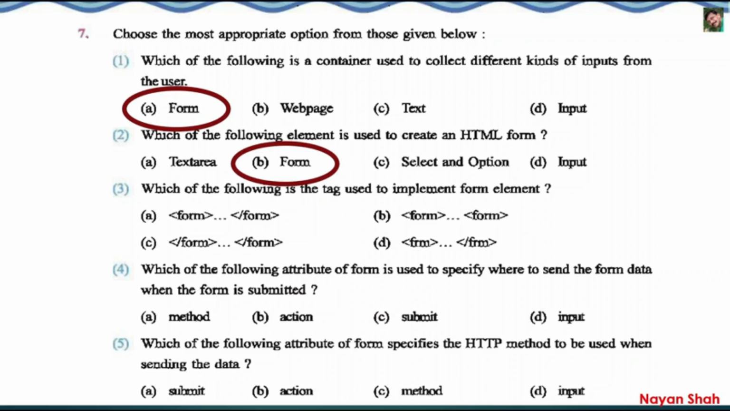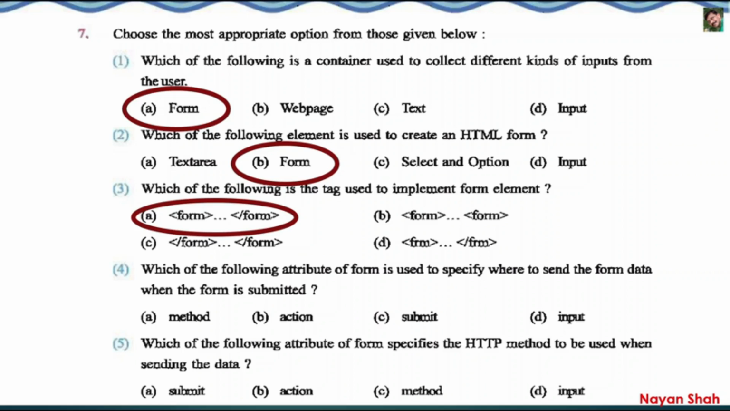Third question, which of the following is the tag used to implement form element? Through which HTML element do we create a form, rather? So it is very obvious that we create a form using <form></form>. You have to be very careful for such MCQs because over there you can see that most of the options are almost the same. So be careful in selecting the answer, and it is A, where it is <form> and </form>.